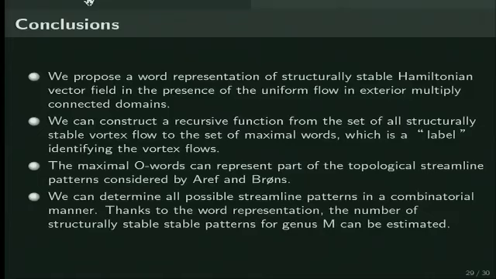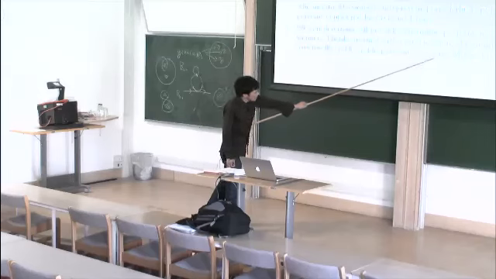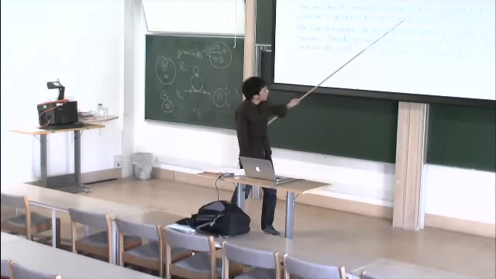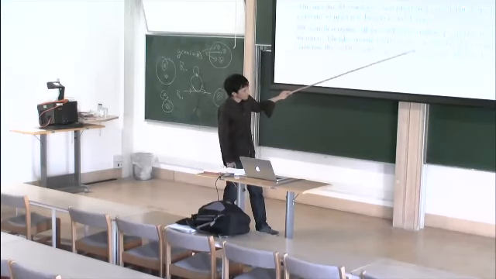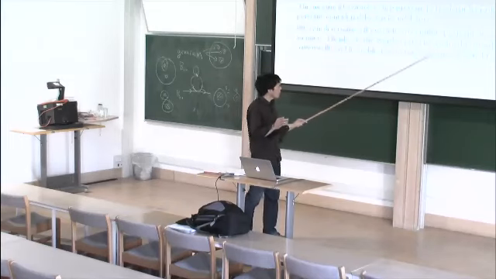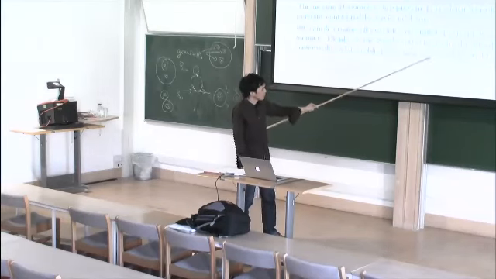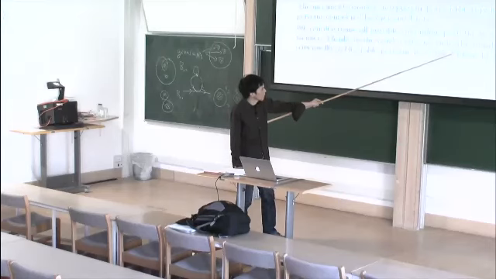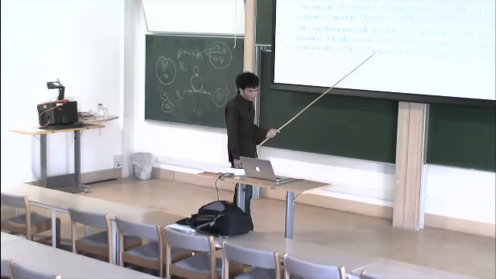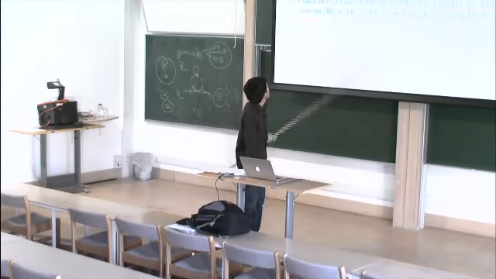So we can estimate the number of structurally stable flow patterns for a genus. Actually, if we fix the genus, we can estimate how many structurally stable flows exist by some calculus using the word representation. And this is the final slide.